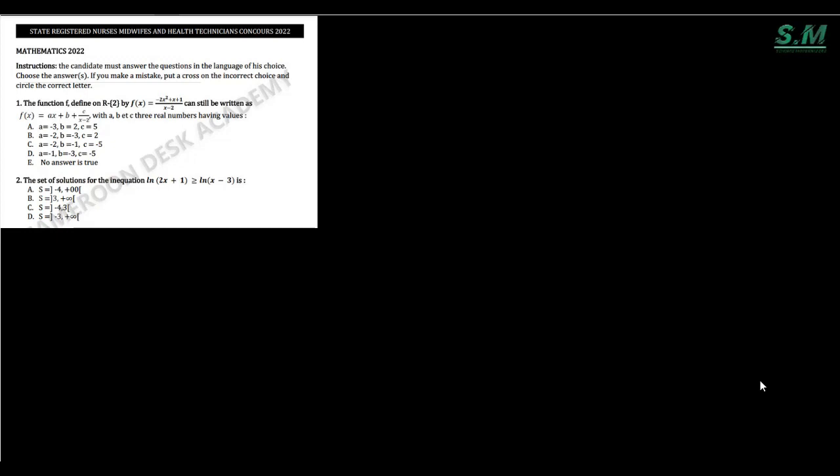So we have to express f of x, which is given as negative 2x squared plus x plus 1 divided by x minus 2, in the form ax plus b plus c divided by x minus 2, and we are going to compare the coefficients with f of x in that form and get the possible values of a, b and c. In order for us to do this, it is easier to see the solution when we pass through Euclidean division.